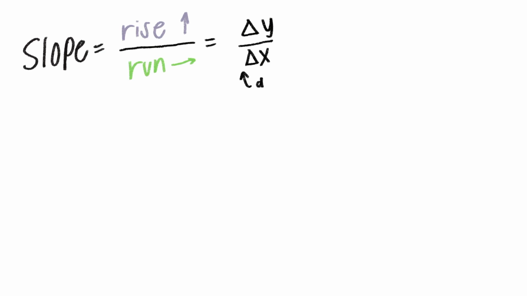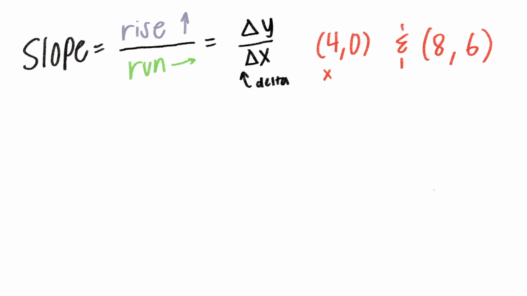The formula for slope is rise over run, or change in y over change in x. We use delta here. To calculate this with 2 points, let's label the coordinates as x1, y1, and x2, y2. When we want to find the change in y, we use y2 minus y1, and the change in x is, you guessed it, x2 minus x1.